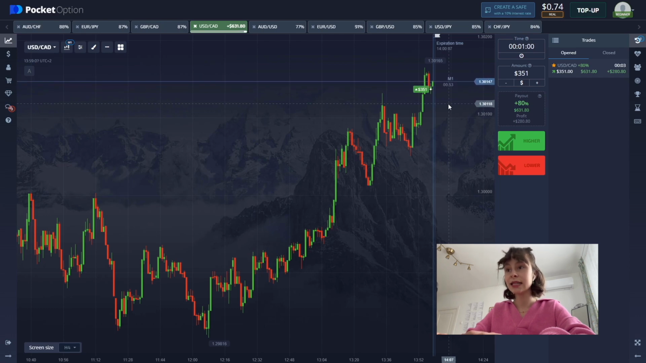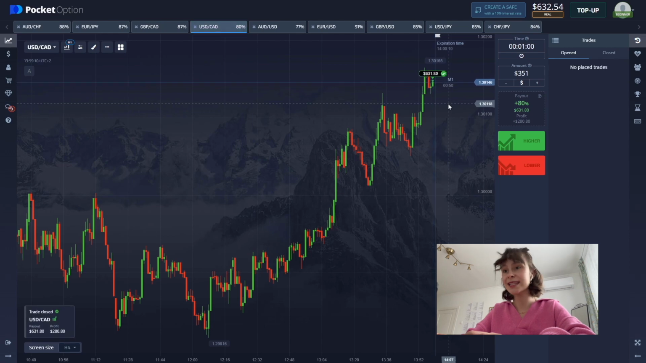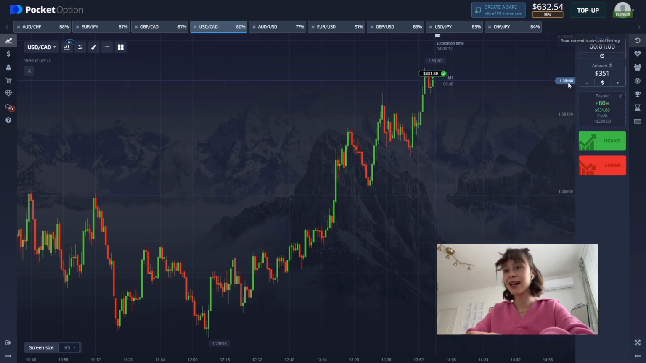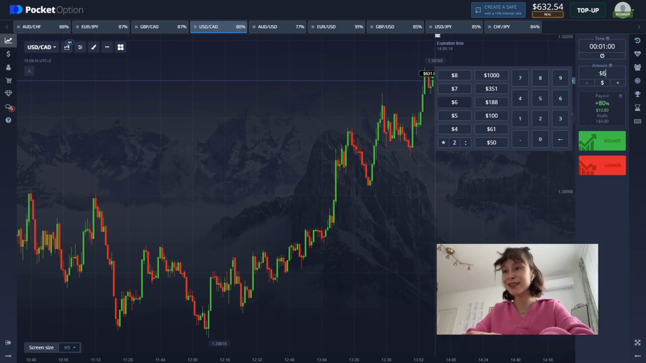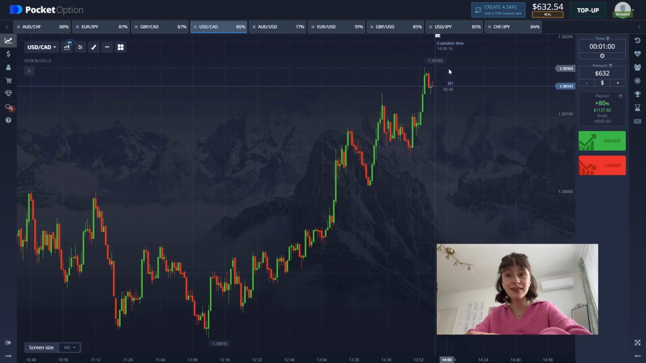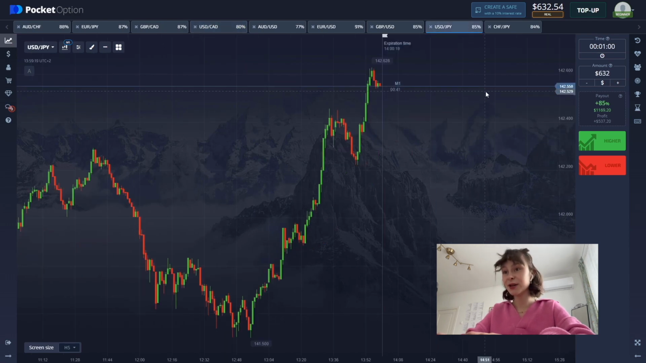And as you can see, it is going upwards according to the trend. As I said, after this pullback, we already have $632 on the deposit. Not a bad result. Let's continue our trading. We're going to change the currency pair for the most profitable entry point into the deal.